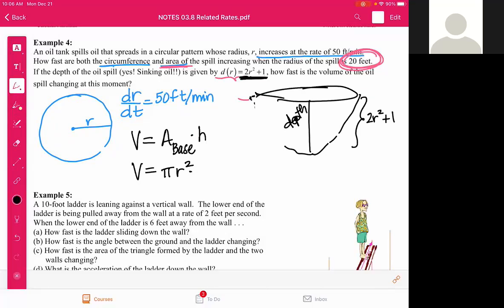Oh my goodness. All right. So that's going to go in for your h. So this will be 2r squared plus 1. Do you follow me so far on that? Okay, cool. Awesome. So what are we looking for? We're looking for how fast is the volume changing? So we're looking for dV/dt.